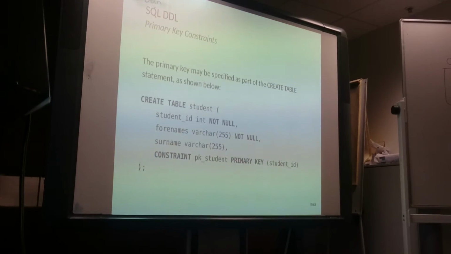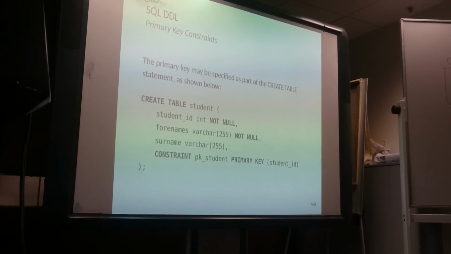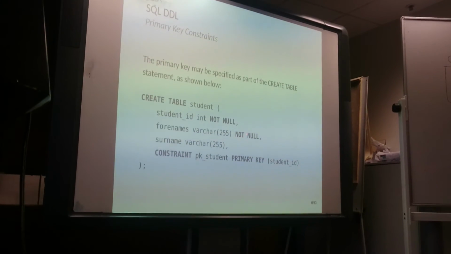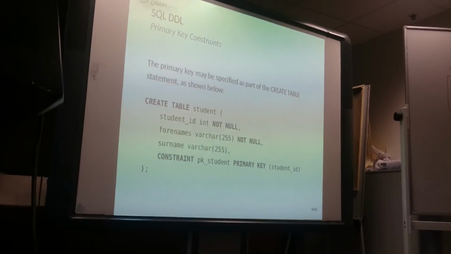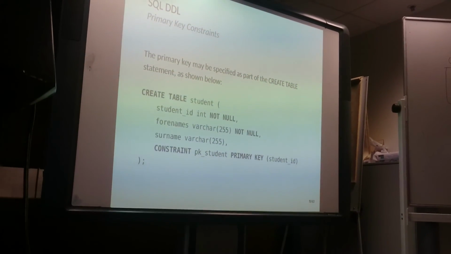And this shows an example with a single attribute, creating a table student. I'm going to skip over the creation of the attributes. At the bottom we have CONSTRAINT pk_student, which is the name of the primary key constraint, PRIMARY KEY, brackets, and then the name of the attribute that we're going to use for it, student ID. Okay, is everybody with me?